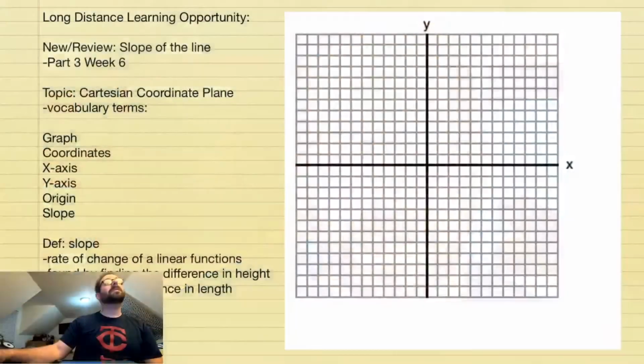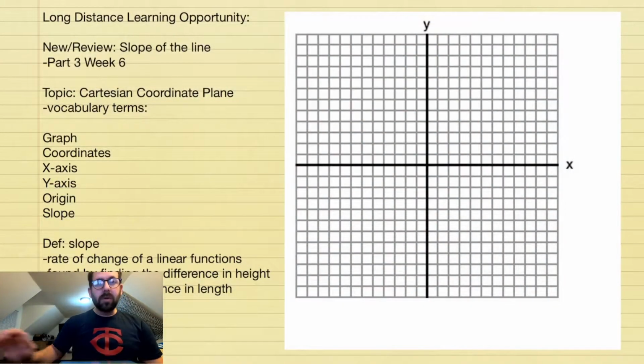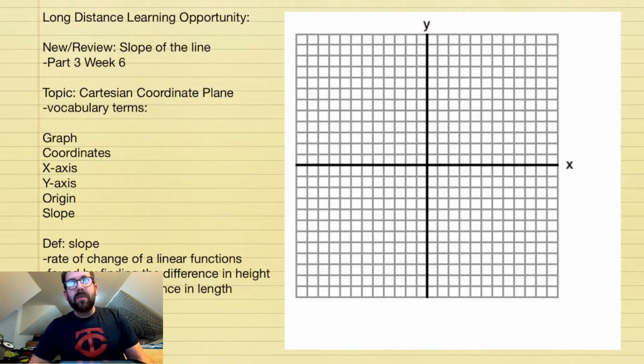But let's jump right into my iPad here, and we'll talk about our topics this week. What you're looking at here are the topics for this week. So we have the slope of a line. That's what we did for week 6. This is now part 3 of week 6. So we're going to be looking at the slope for the Google form that we did this week. I'm going to look at the 3 problems I submitted to you.